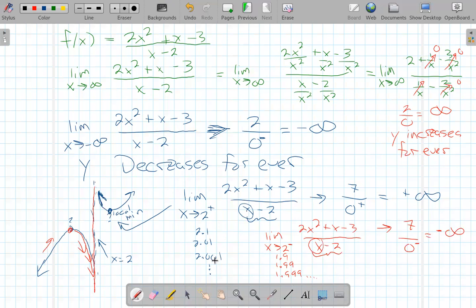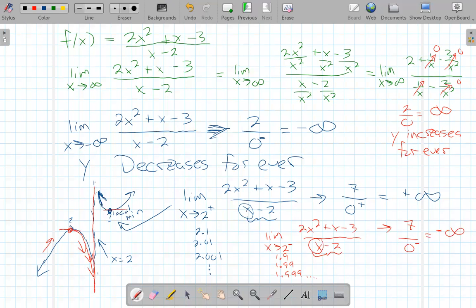So a function can cross a horizontal asymptote or a slant asymptote, but you can't cross a vertical asymptote because the function's undefined there. All right, so this is roughly what I think it looks like. Next thing I need to do is actually plug in to calculate that local max and that local min.